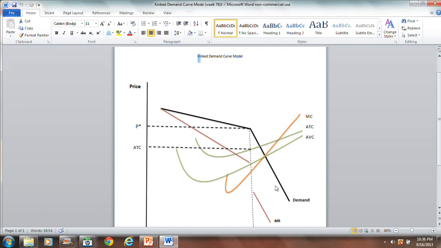For this inelastic portion of the model, you have a piece of the marginal revenue curve that will be associated with it. Notice that there's an open space between these two marginal revenue segments. That open space is known as the marginal revenue gap. That is because I'm taking an elastic demand curve and meshing it with an inelastic demand curve. The marginal revenue curve consists then of two pieces.